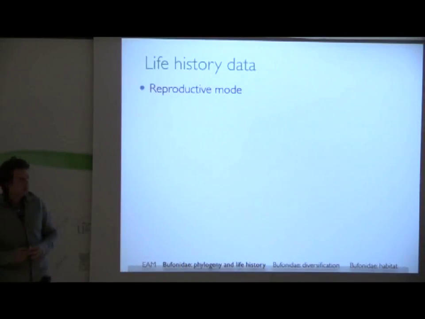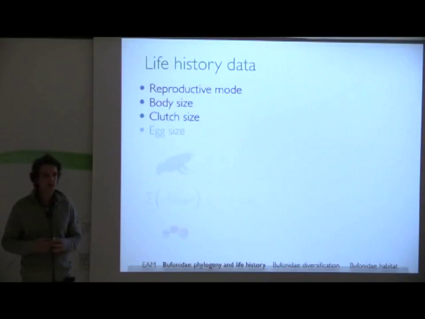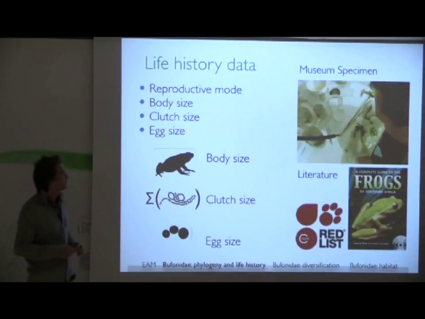So along with the sequence data, we also collected life history data. We had our reproductive modes, so similar to the Eastern Rock Mountain project, we had categorical reproductive strategies, but we also gathered quantitative measures of body size, clutch size, and egg size. And again, most of that came from literature, but we also went to some museums and we got master students to dissect gravid females and count tens of thousands of eggs.